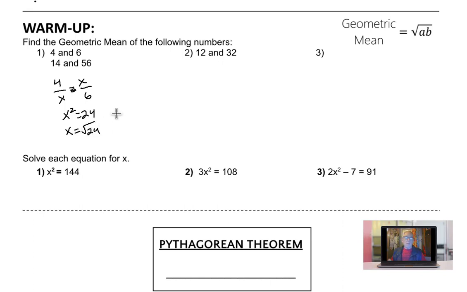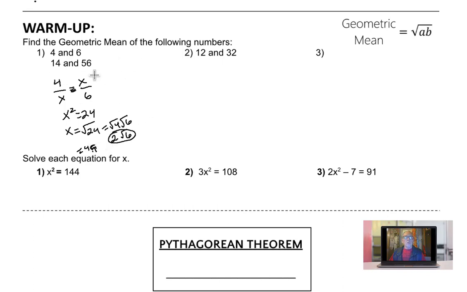Now 24 is the same thing as, what's the biggest perfect square? We got like 4 times 6. So we got the square root of 4 times the square root of 6 makes the square root of 24. Square root of 4 is 2. So we end up with 2 square root of 6. Decimal-wise, the square root of 24 is a little bit less than 5. So we might guess like 4.9, something like that, approximately.